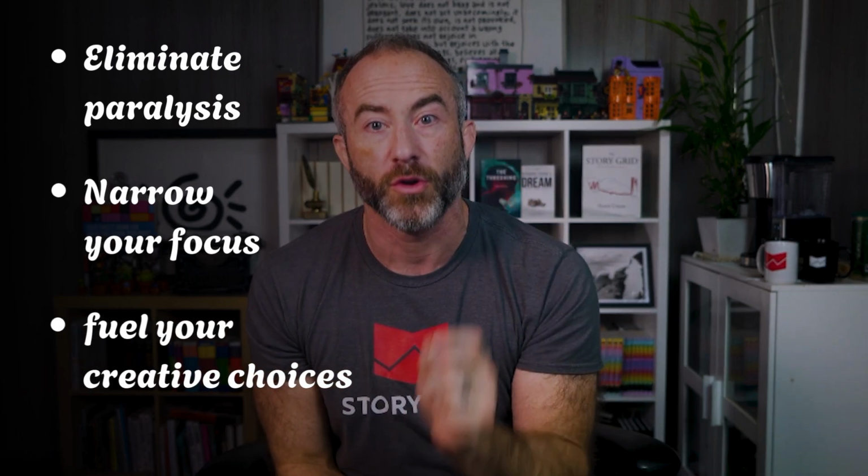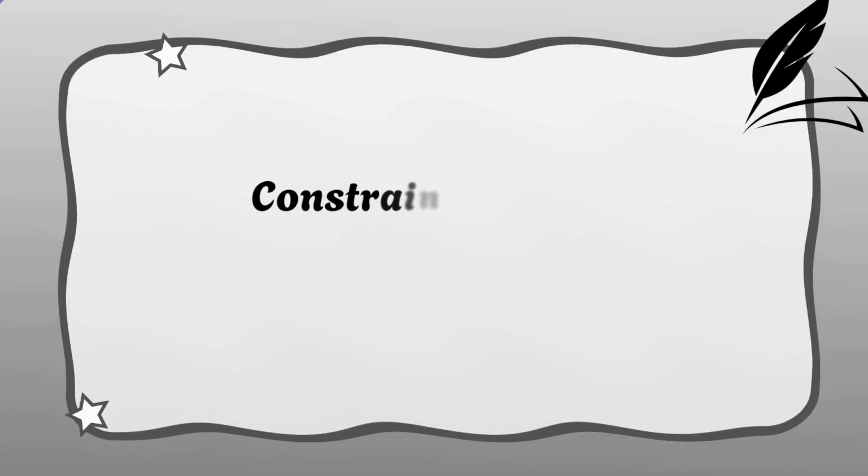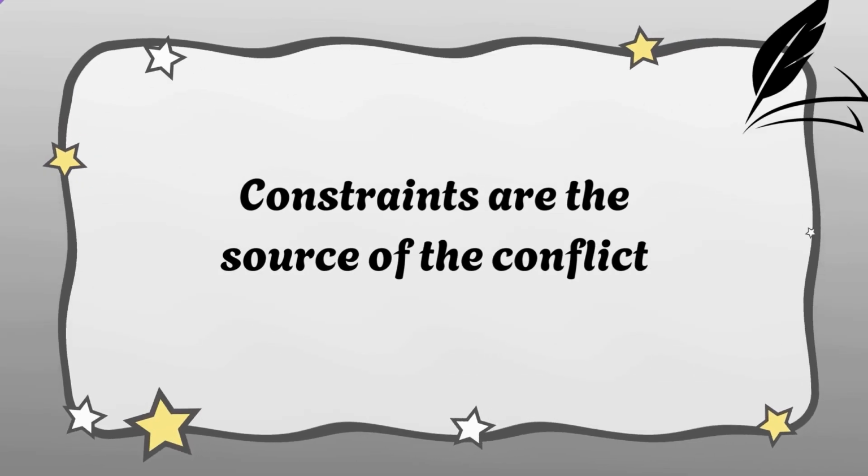And because the problem isn't easily solvable to you, guess what? It's also not easily solvable to your reader as well. So they get to go on this journey with you. So these constraints eliminate paralysis. They narrow your focus and they're going to fuel your creative choices. And here's the other thing about constraints that are really important. They are the source of the conflict. And remember, every story is about conflict. That is the engine of your story.